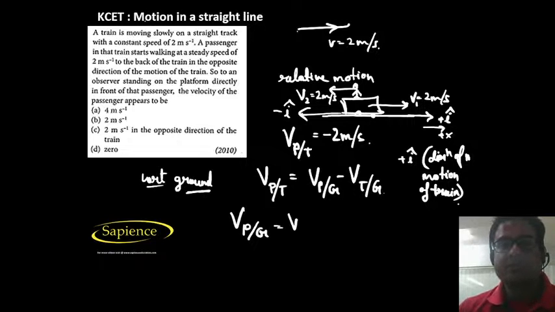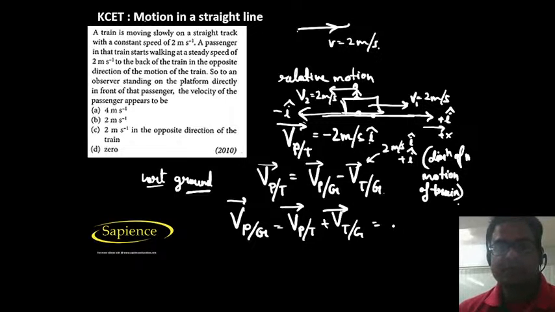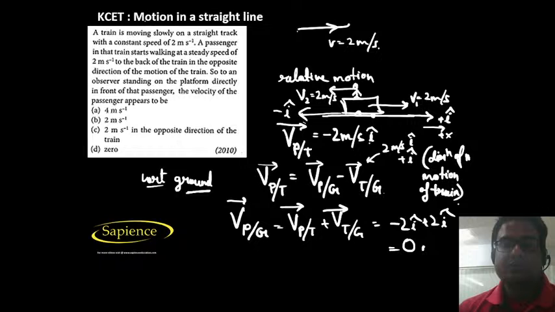So that will obviously be the velocity of the passenger with respect to the train plus the velocity of the train with respect to the ground. We can use the vector form. So that will be equal to minus i cap, and the velocity of the train with respect to the ground is obviously 2 meter per second plus i cap. So this will be minus 2 i cap plus 2 i cap, which is equal to 0. So 0 meter per second.